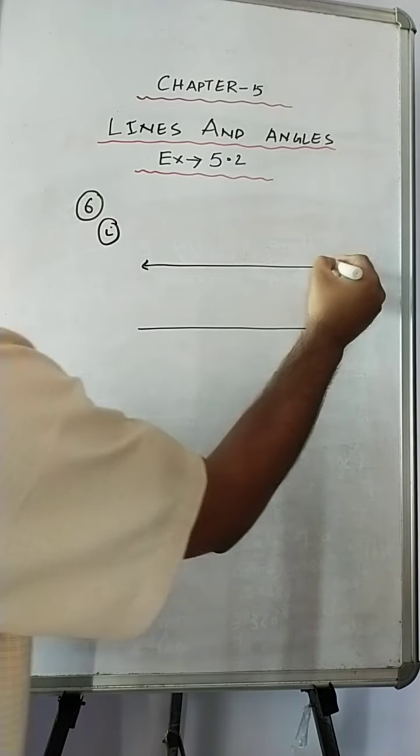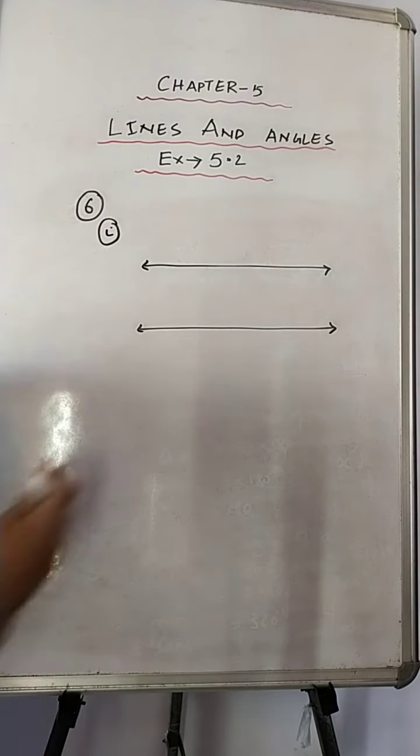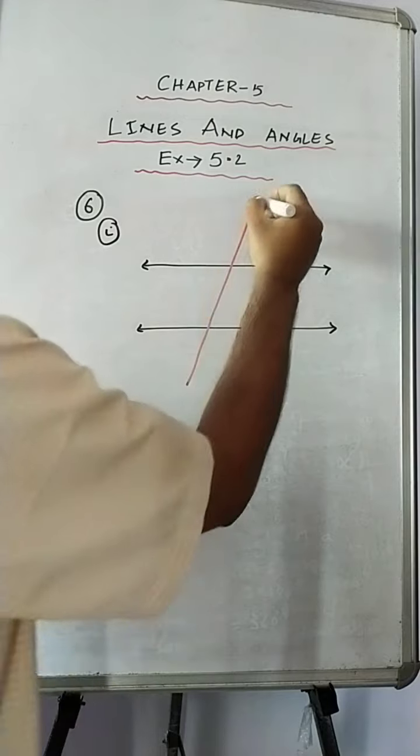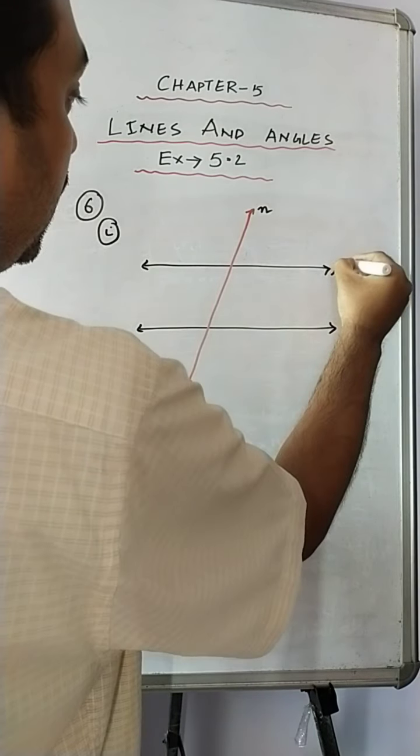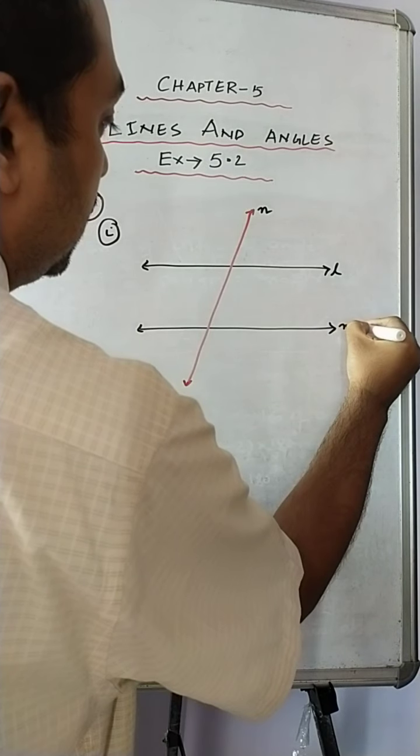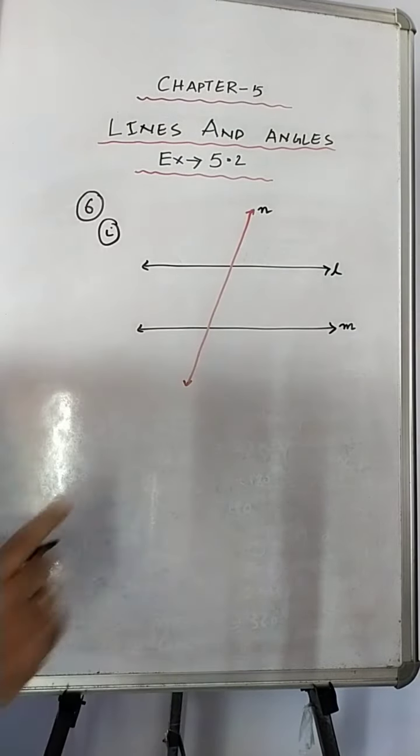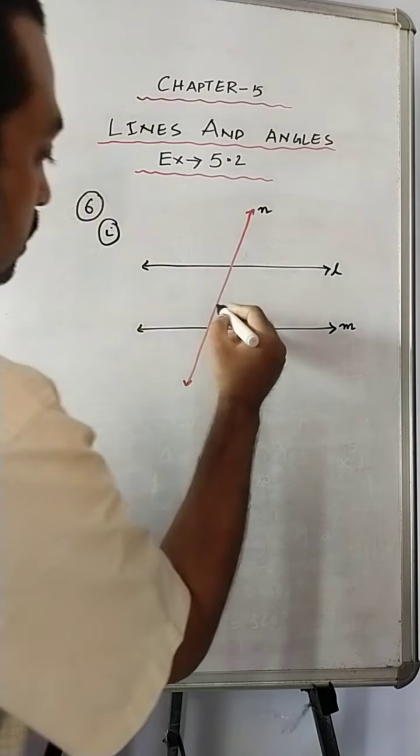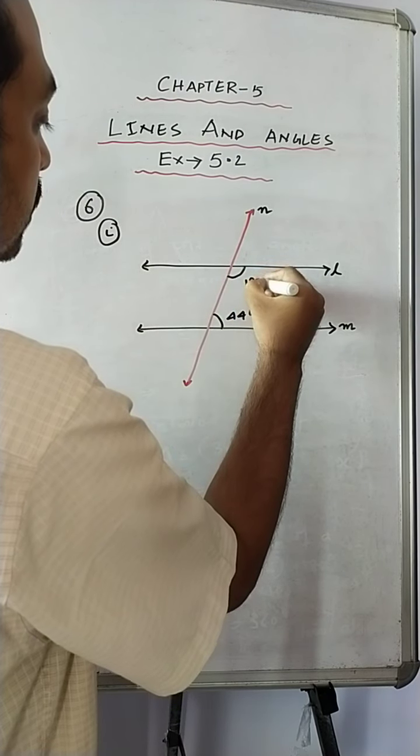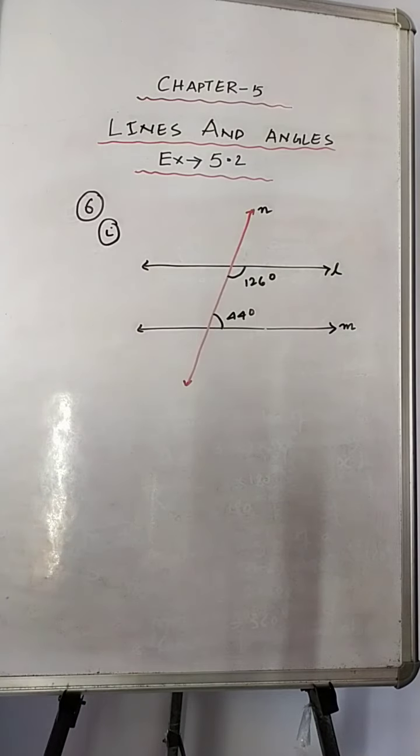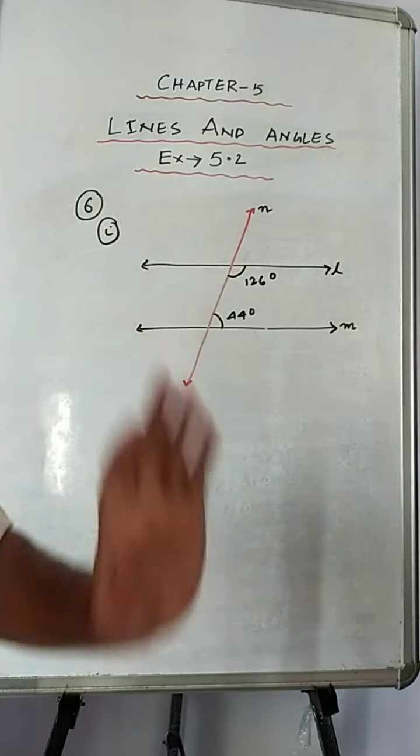These are the 2 lines, okay, and there is another line given like this. It is named as L, and this line is named as M. Now we have to prove that L is parallel to M. Some values are also given, students. This angle is given 44 degree and this angle is given 126 degree. Now we have to prove whether L and M are parallel or not.